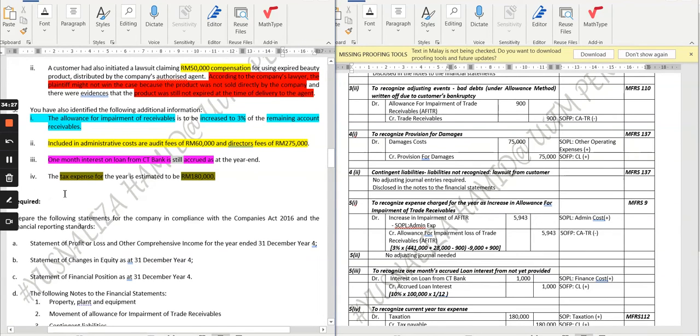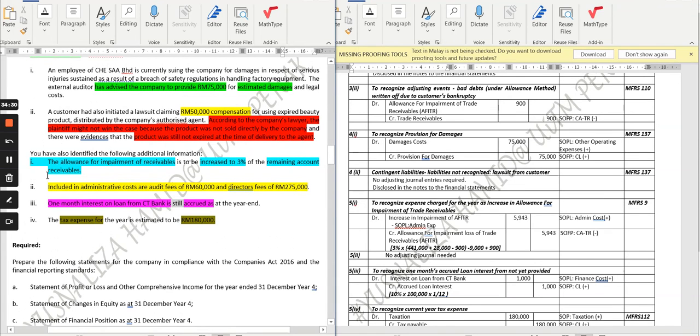Okay, next one. You have item number 5. Number 5, allowance for impairment, done just now. Number 5.2 here is just information that admin costs are also including your audit fees and director's fees. No adjustment needed because it is already included in the admin cost, unless the word here is excluded. So excluded from, for example, then you need to go and add as part of the admin cost. Here, no addition needed. This is just information in case you are asked to write notes on profit before tax.